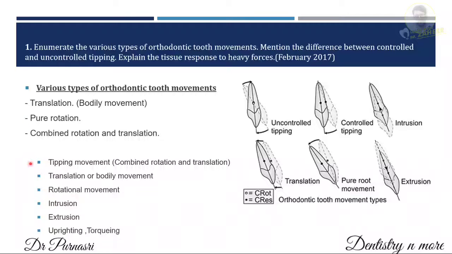Again, based on these, they can be divided into six types, where there is tipping, which means there is a combination of rotation and translation. Then there is pure translation, rotation, intrusion, extrusion, uprighting, and torquing. You can draw these diagrams here showing how the tooth moves during these movements. You can draw the center of rotation and resistance also in the diagrams.